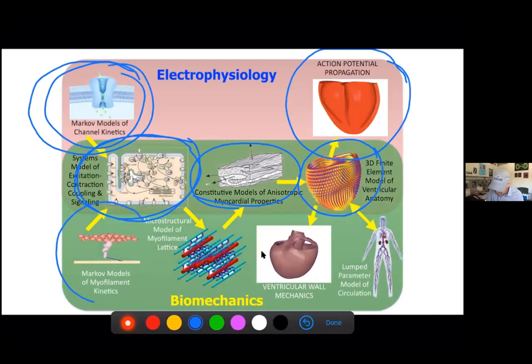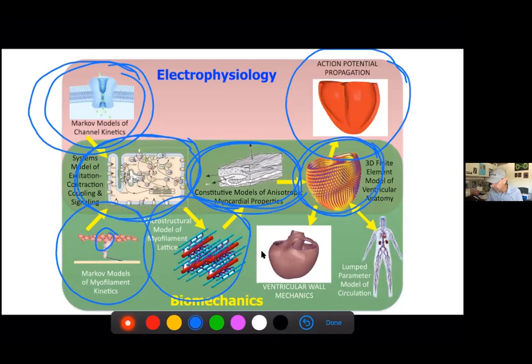We can take the kind of Markov state models of myofilament interactions that we derive from molecular models, like I told you, and then we can take the forces generated by each cross bridge and distribute them in 3D through the hexagonal lattice of myofilaments in the cell. We can then take those stresses developed by the cell, and using biomechanics, using engineering mechanics, we can simulate how those stresses distribute themselves in 3 dimensions through the tissue, knowing its 3-dimensional structure.